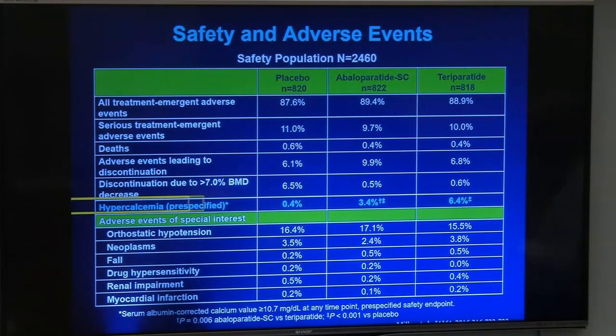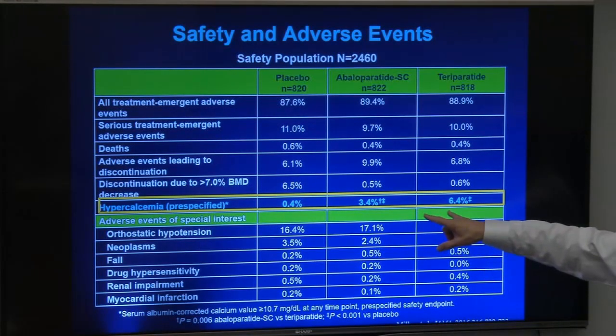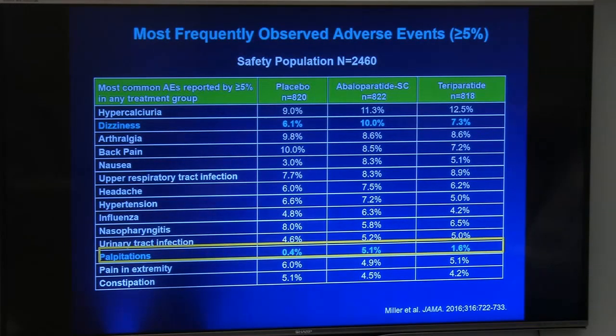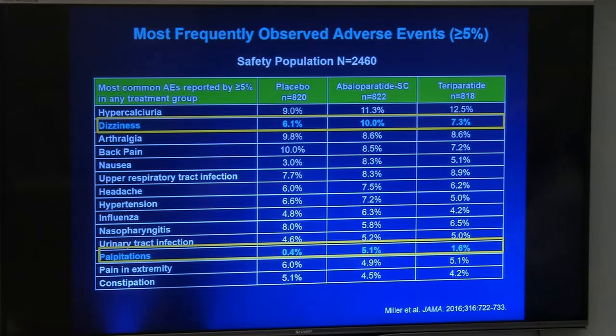Now, adverse events, I'm going to point out a couple of points. Hypercalcemia occurs with a greater frequency with both of these drugs compared to placebo. There was more hypercalcemia in the teriparatide arm than there was in the abaloparatide arm. And also noteworthy are differences in palpitations and complaints of dizziness, with more complaints being in the abaloparatide arm than the teriparatide arm, but both of these were showing more effects, apparently, than placebo.